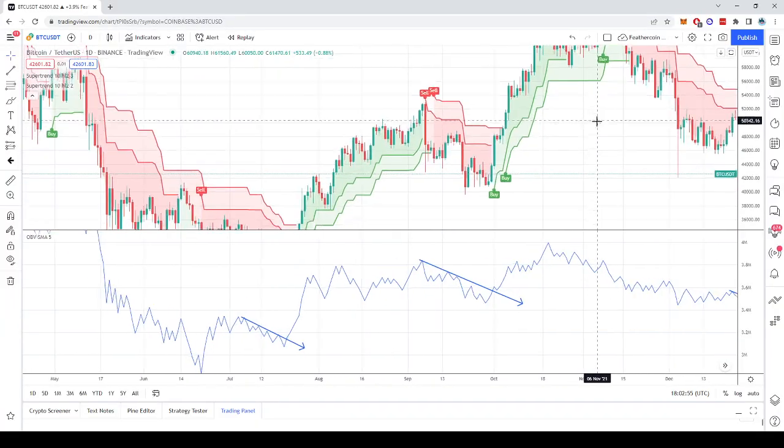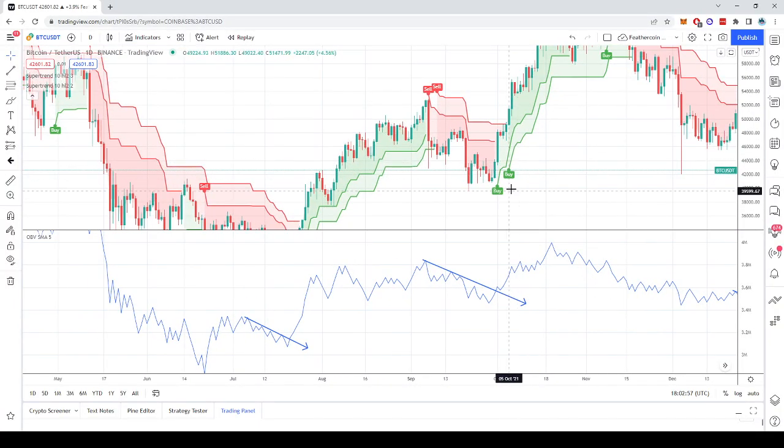Again, only one. We're looking here. We got two bullish SuperTrends at the same time. And again, I'm using the daily chart. Sorry to clarify that, but I'm using the daily chart.